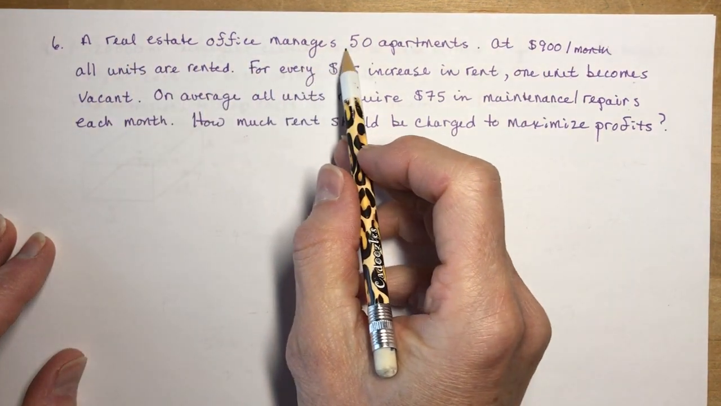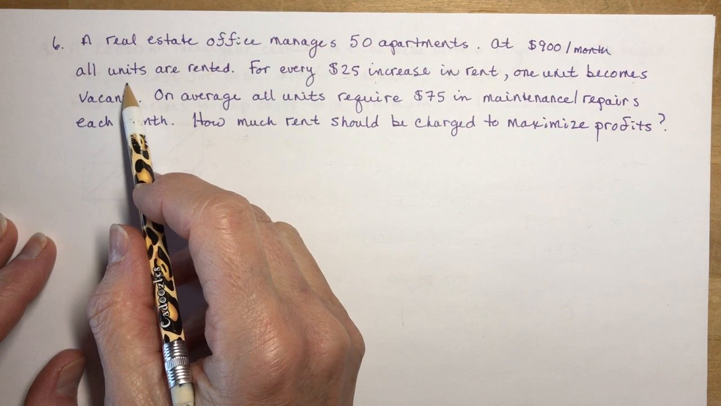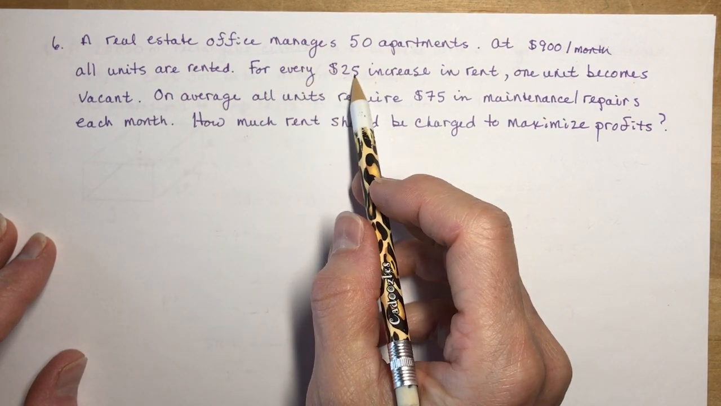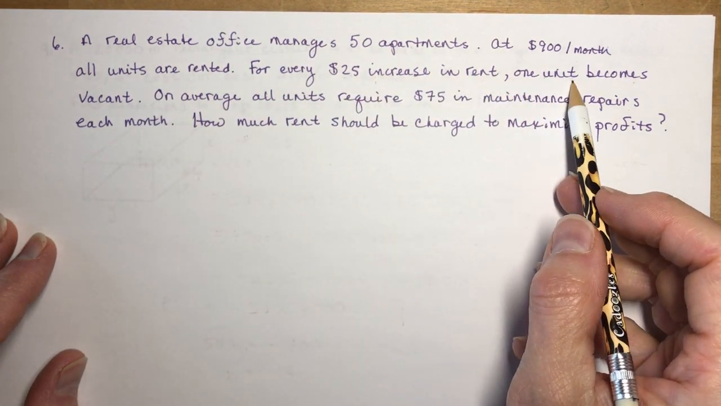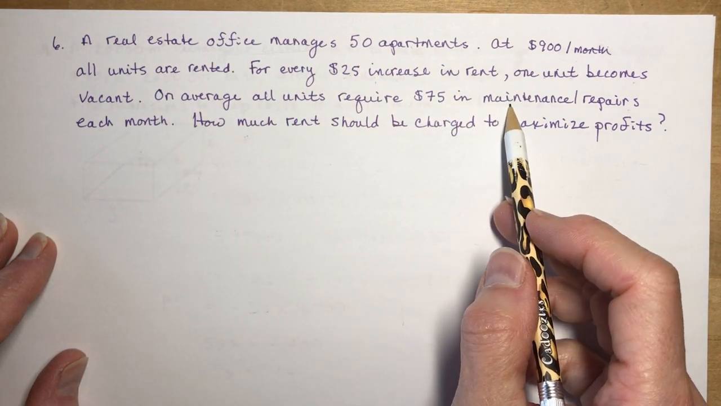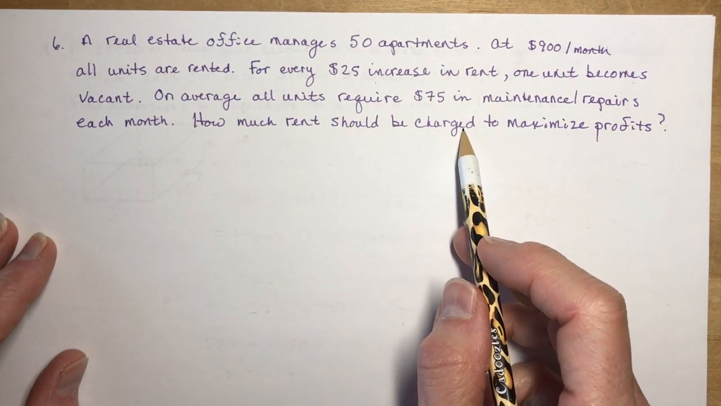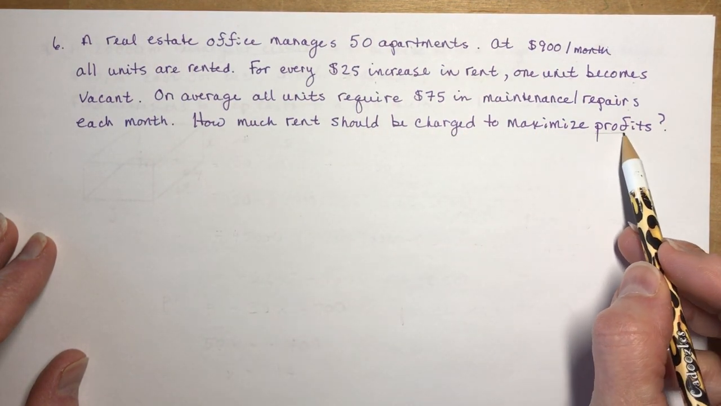Okay, a real estate office manages 50 apartments at $900 per month. All units are rented. For every $25 increase in rent, one unit becomes vacant. On average, all units require $75 in maintenance repairs each month. How much rent should be charged to maximize profit?